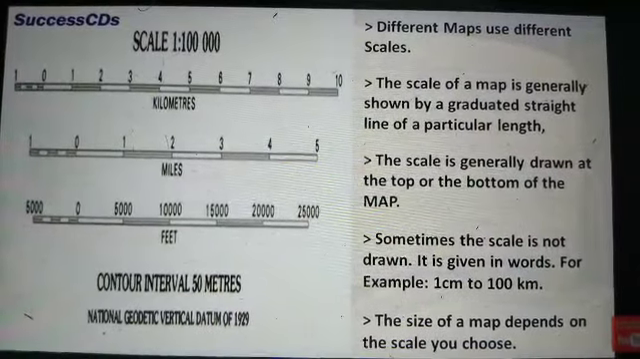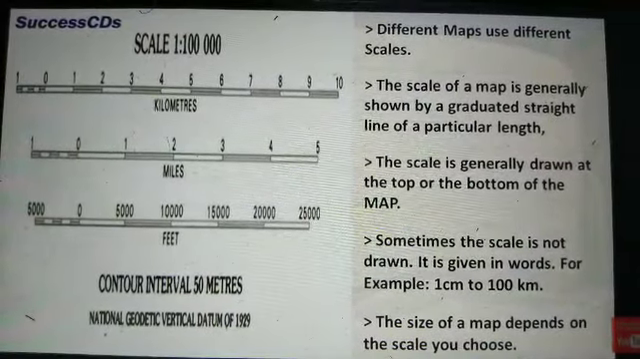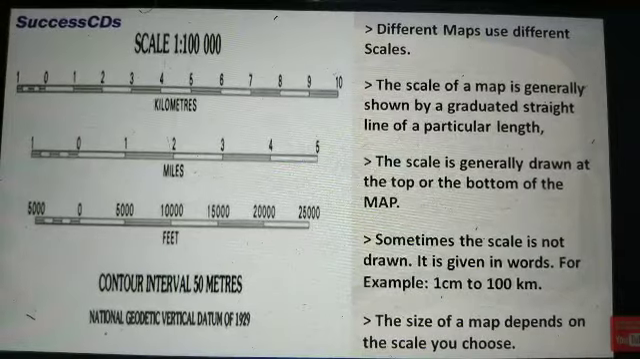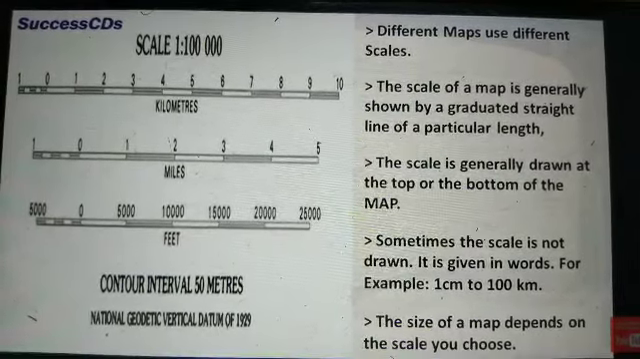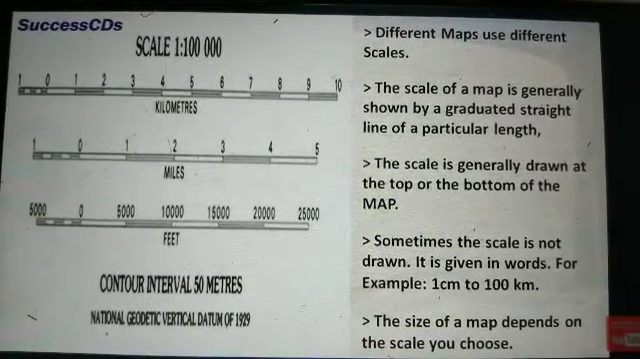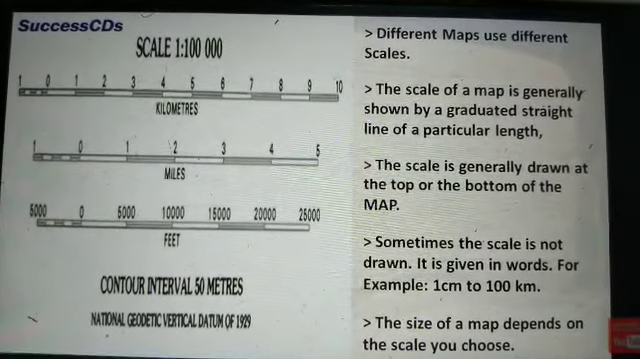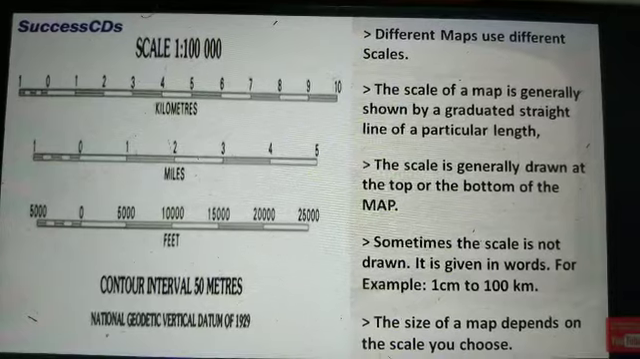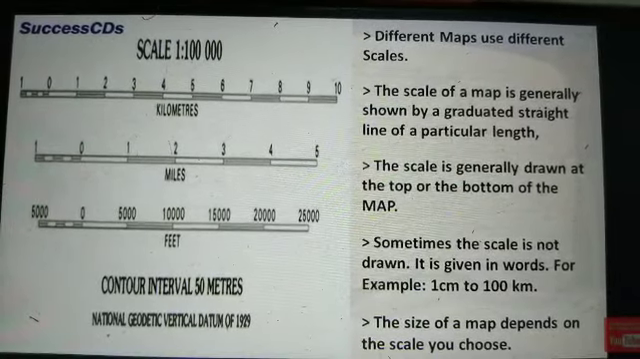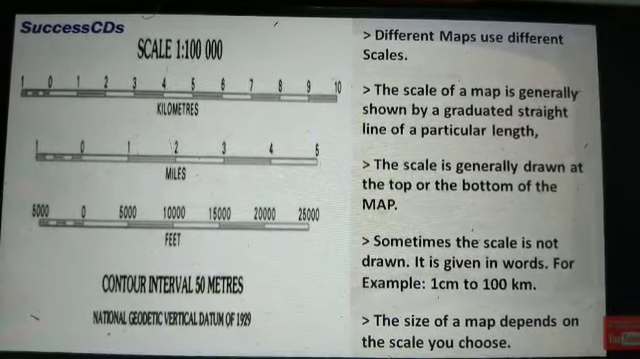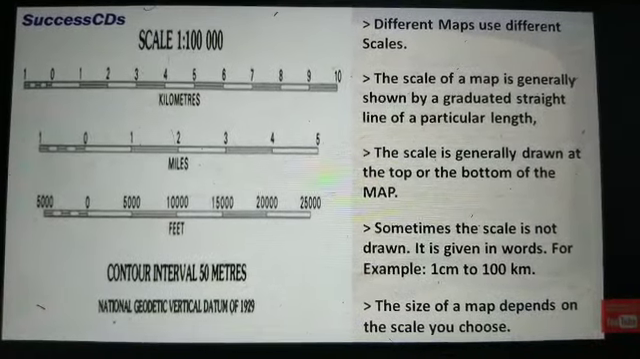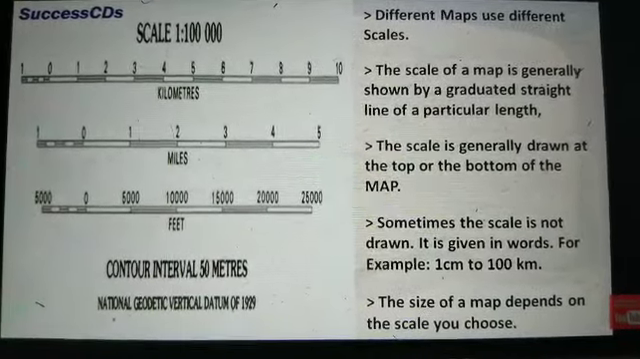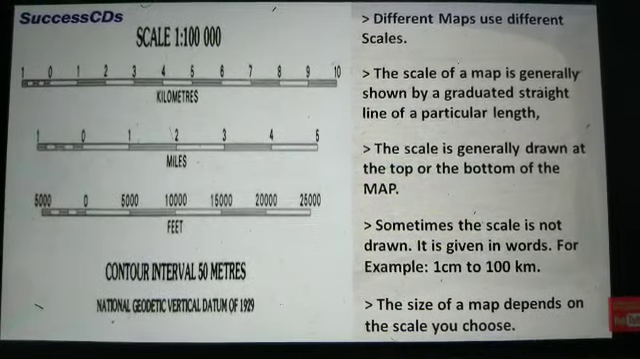Different maps use different scales. The scale of a map is generally shown by a graduated straight line of a particular length. The scale is generally drawn at the top or the bottom of the map. Sometimes the scale is not drawn, it is given in words. For example, 1 centimeter to 100 kilometer. This means that 1 centimeter on the map represents 100 kilometer on the ground.